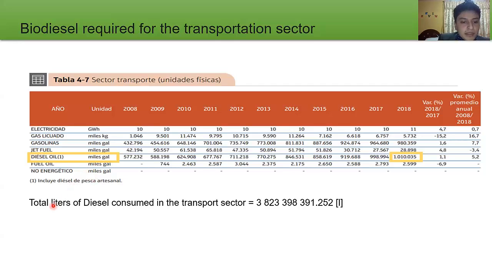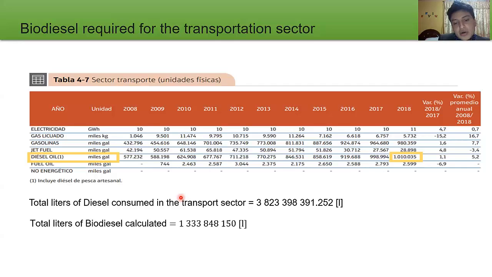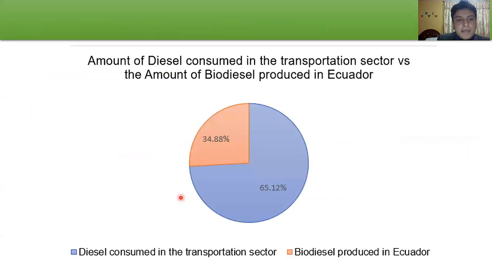When I transform, the total liters of diesel consumption in the transportation sector is 3,823 million, and the total liters of biodiesel calculated is 1,303 million. It is important to note the amount of diesel consumption in the transportation sector versus the amount of biodiesel production in Ecuador, because a comparison is made to see how much of the demand in the transport sector will be covered by biodiesel production from African palm.